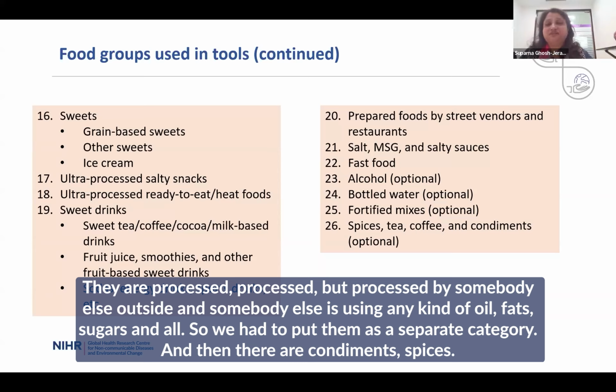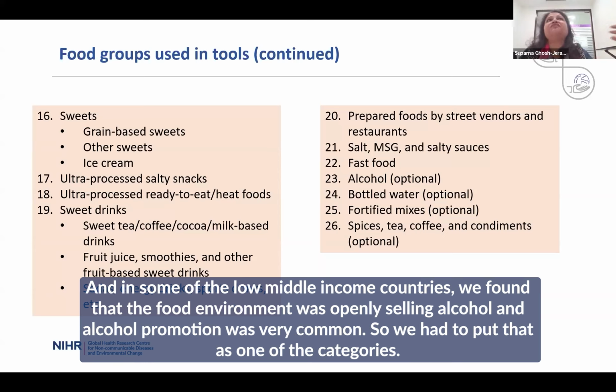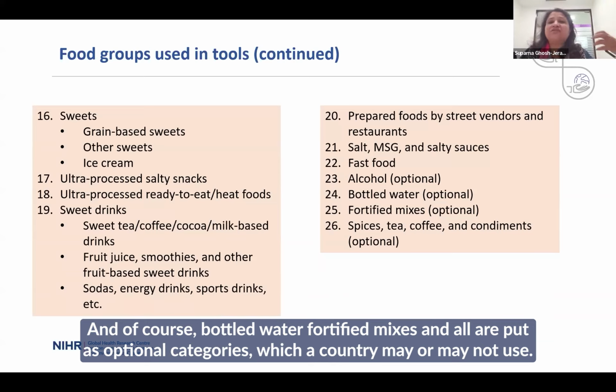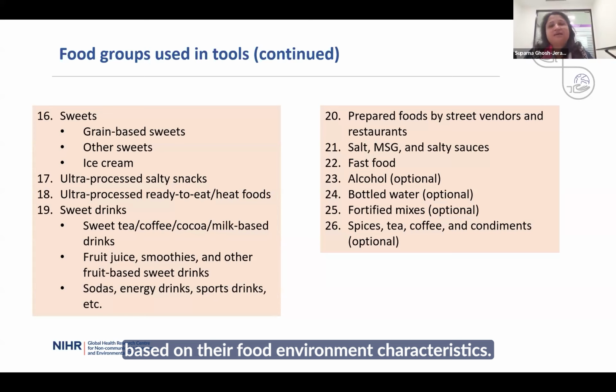And then there are condiments, spices. And in some of the low middle income countries, we found that the food environment was openly selling alcohol, and alcohol promotion was very common. So we had to put that as one of the categories. And of course, bottled water, fortified mixes, and all are put as optional categories, which a country may or may not use based on their food environment characteristics.